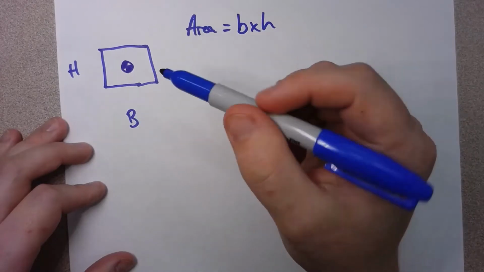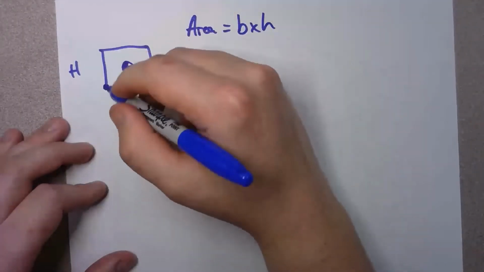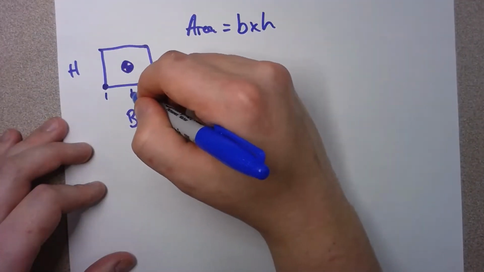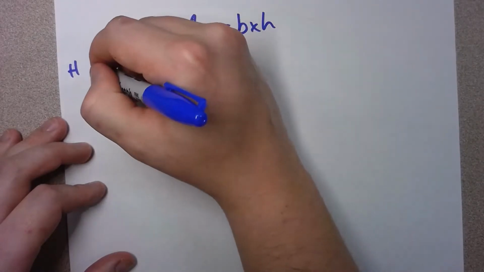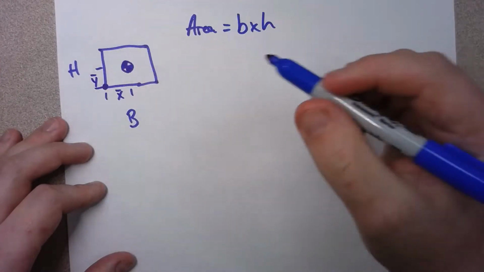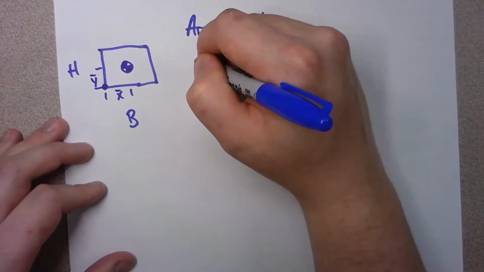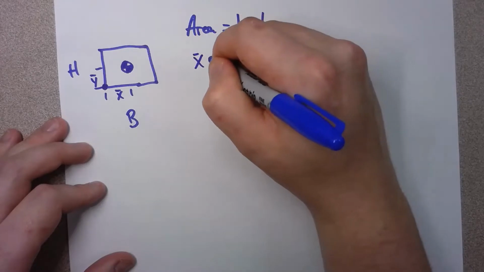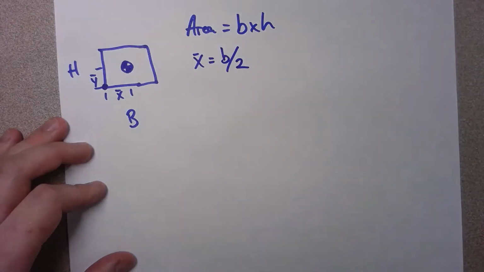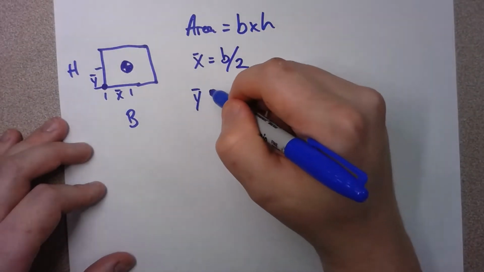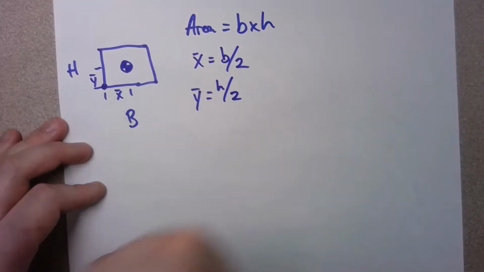The centroid has a certain location in space based on our height and our base. If we're considering this point 0 on a graph here, your centroid is going to be located x bar away from this point in the x direction and y bar away from that point in the y direction. For a square or rectangle, your x bar is equal to your base divided by 2, and similarly, your y bar is equal to your height divided by 2. And that puts you right smack dab in the middle.